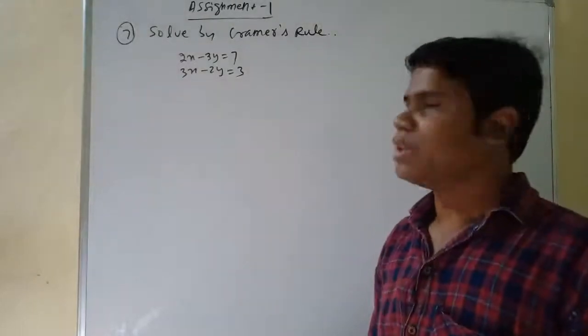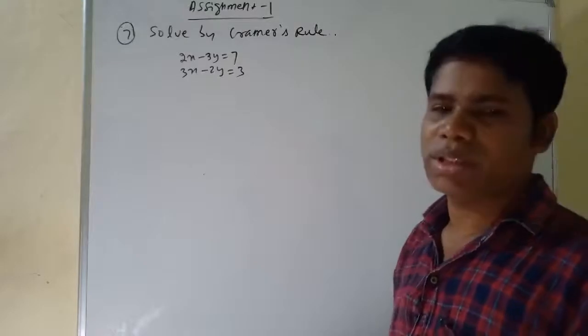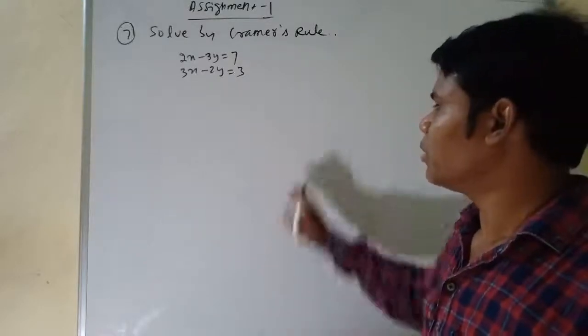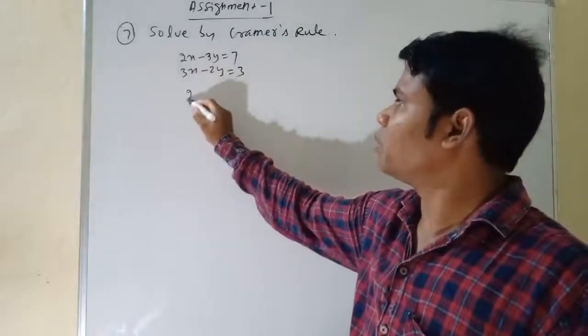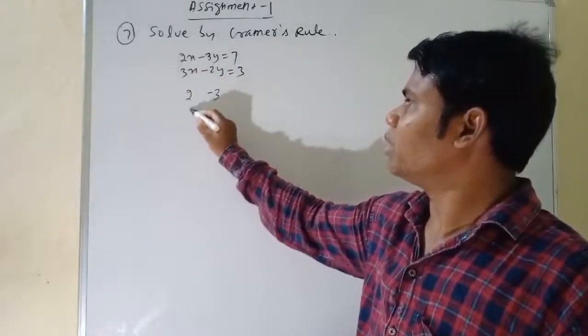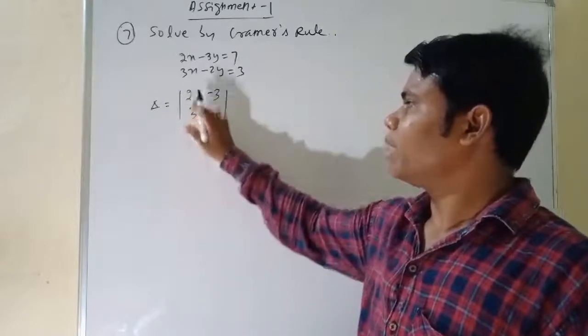You see the next question, solve by Cramer's rule. The question is given: 2x minus 3y is equal to 7, 3x minus 2y is equal to 3. You write the coefficients of x and y, that is 2, minus 3, 3, minus 2. You take its del, find the determinant of this.